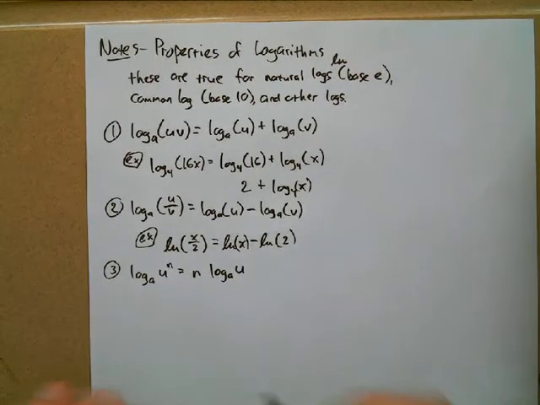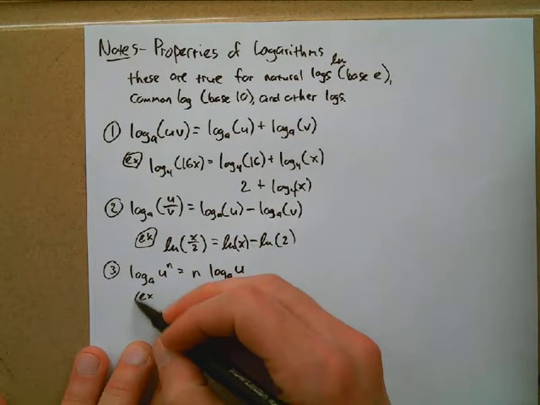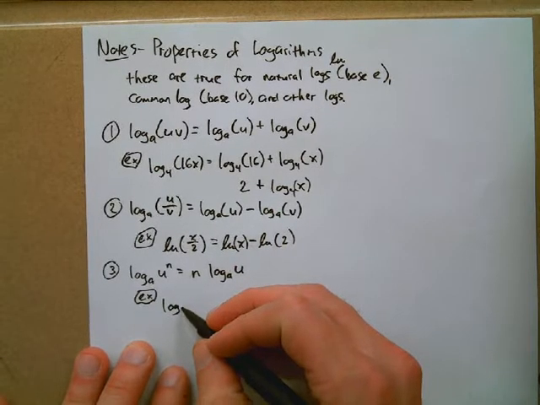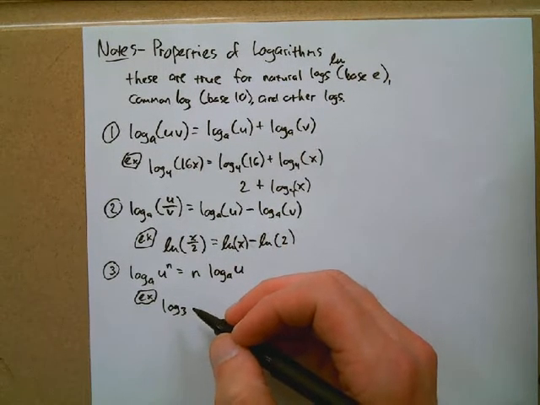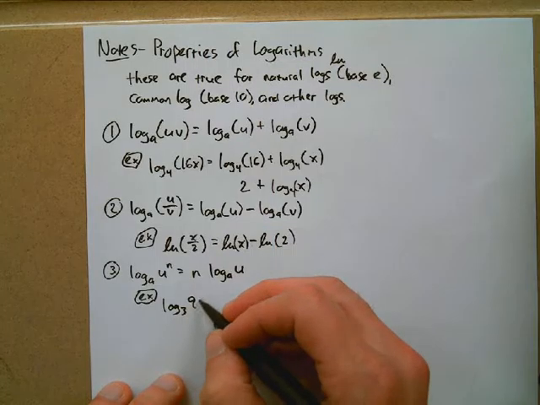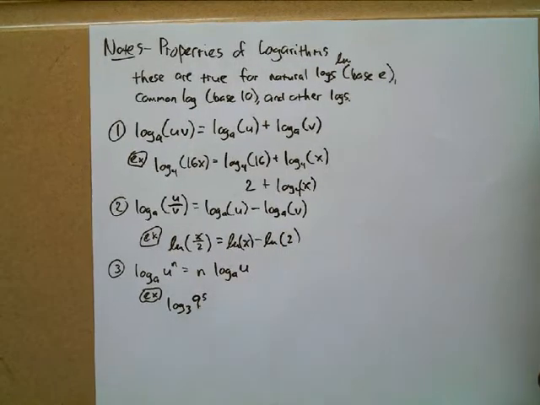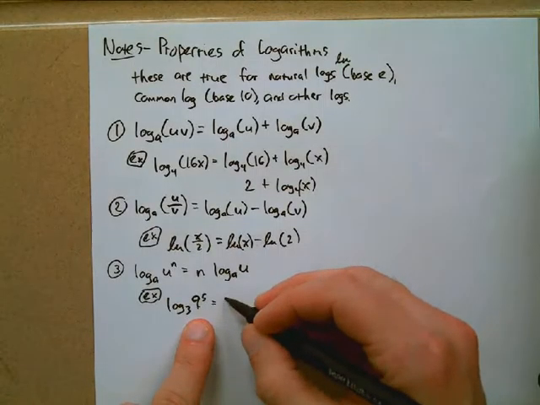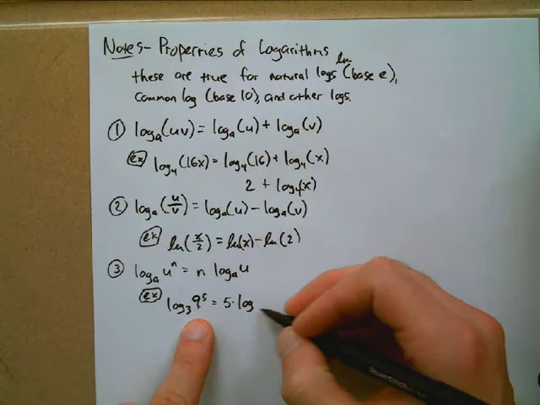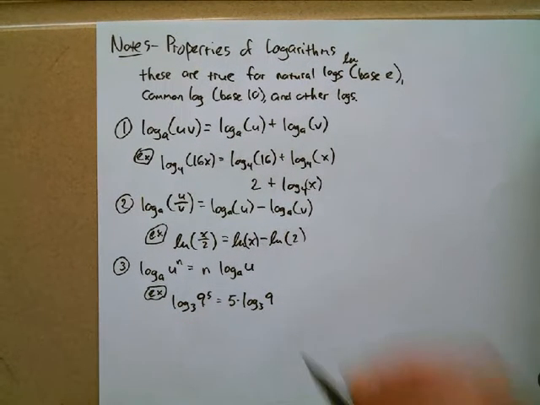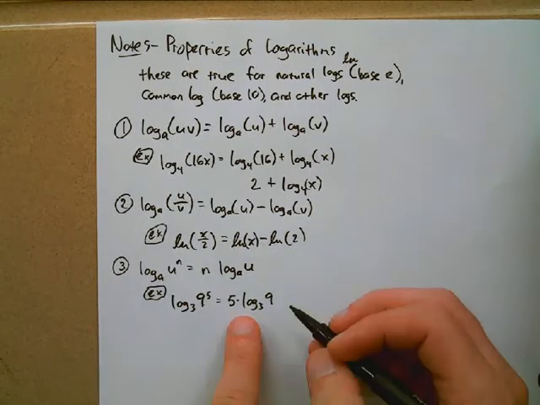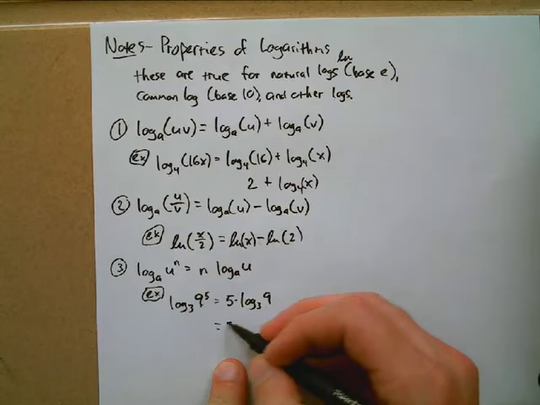Now again, how is that helpful? Well, for example, let's do a problem: log base 3 of 9 to the 5th. That's equal to 5 times log base 3 of 9, which we could evaluate from here, or we could continue and say, but 9 is really 3 squared.